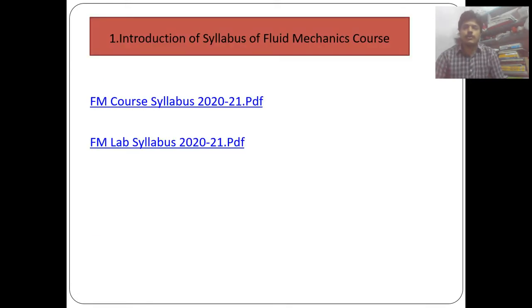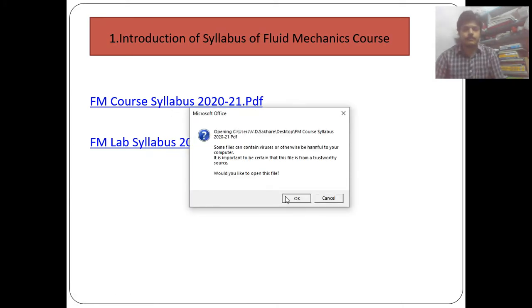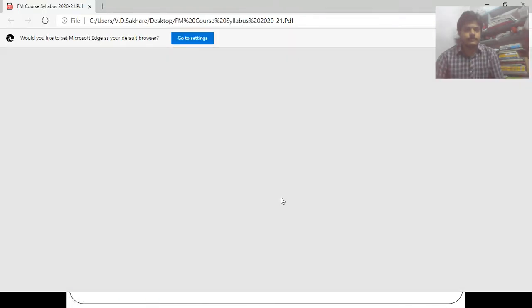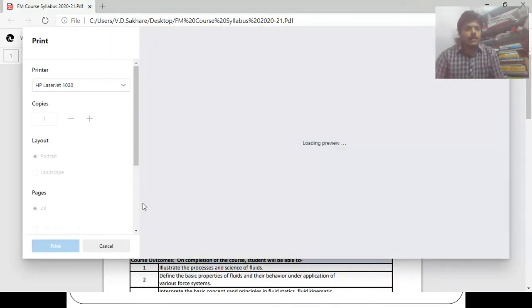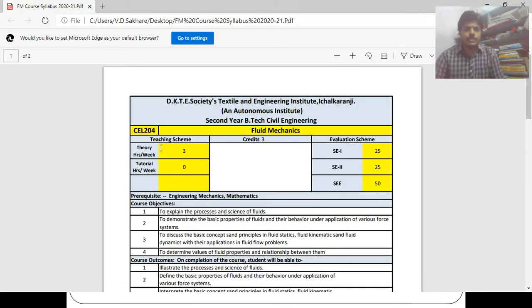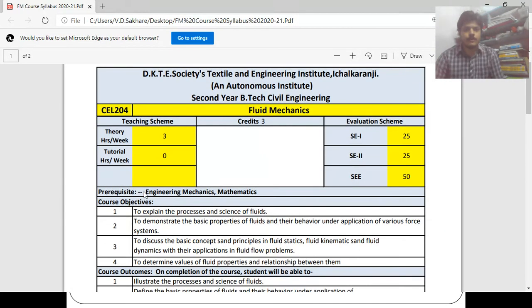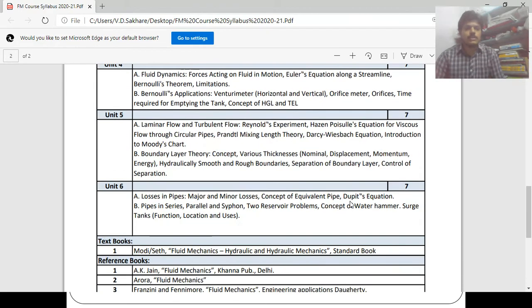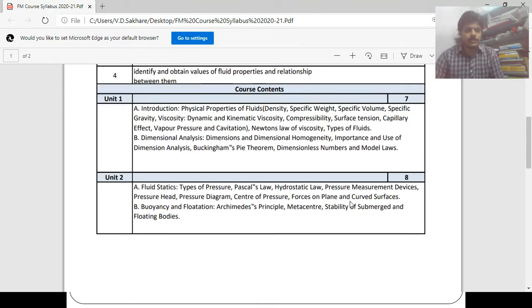Before we start this lecture, we'll see the syllabus, what exactly the number of topics involved in it. Now you may see here, the fluid mechanics course has the code CL204. This course has SE1 and SE2 examinations, each of 25 marks, and a semester end examination of 50 marks. This course has a total of 6 topics.